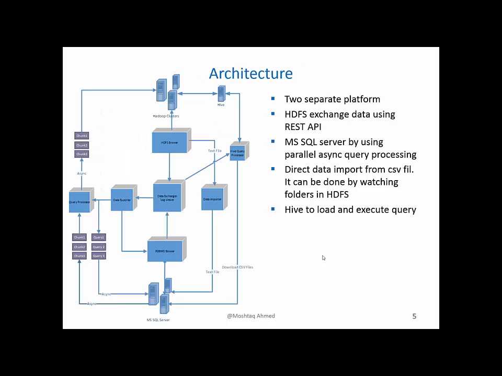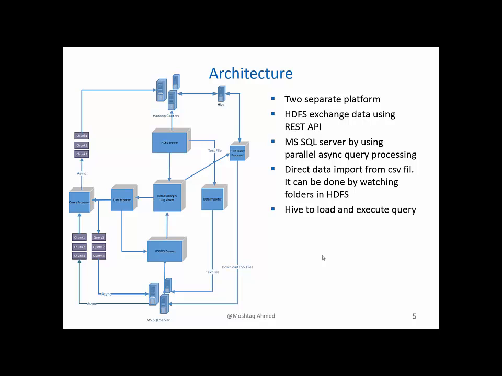So here is my architecture. On the top is the Hadoop cluster and at the bottom is SQL Server. I have two browsers. One is the HDFS browser that can browse all the files, structures and folders, and also import and export data in the Hadoop cluster. I can do everything using the REST API in the Windows client.